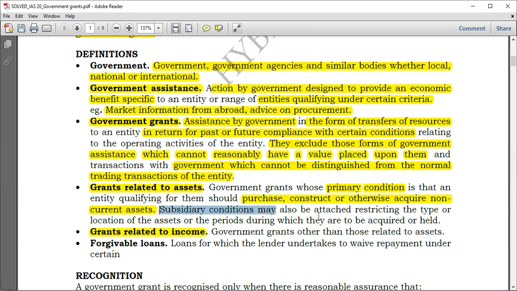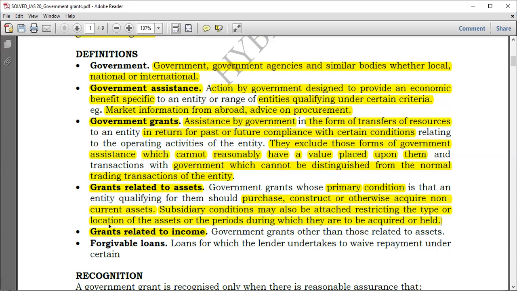Subsidiary conditions may also be attached restricting the type or location of the asset or the period during which they are to be acquired or held. So if you have a question and you see that there are other conditions like these, they are just subsidiary conditions. They are not what define whether the grants are related to assets or income, right? So you just have to be sure of that.